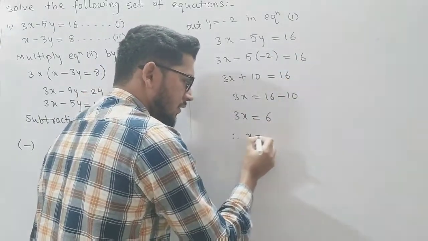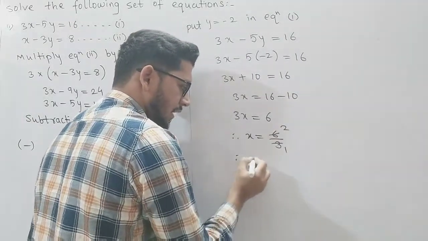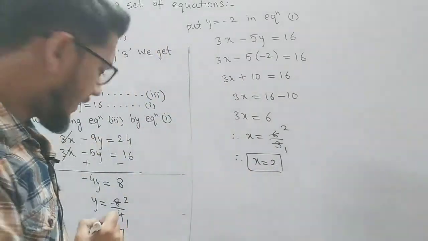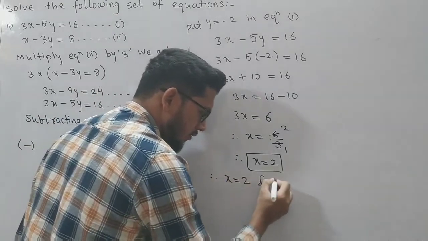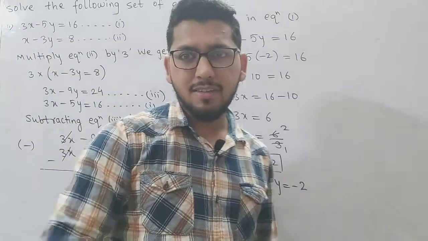Therefore x equal to 6 upon 3. 3 ones are 3, 3 twos are 6. Therefore x equal to 2. Therefore the value of x is 2 and y came out as minus 2. Therefore we'll write x equal to 2 and y equal to minus 2. This is the answer. So we have completed this example.